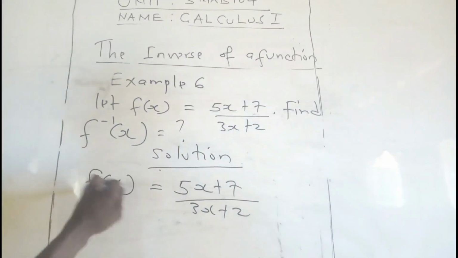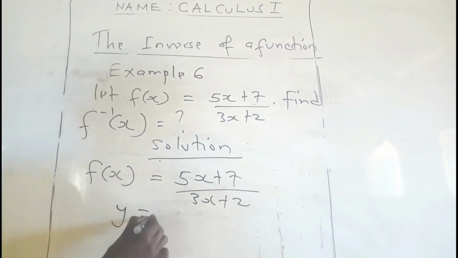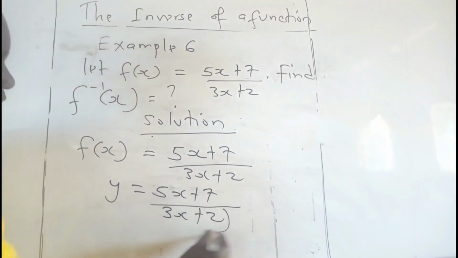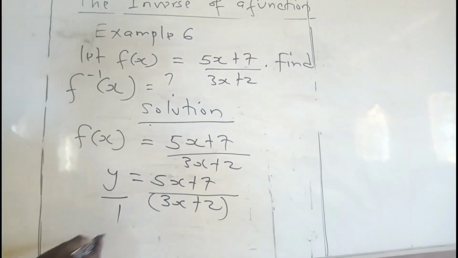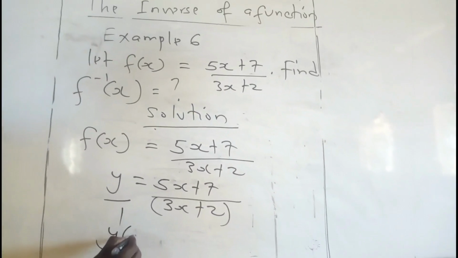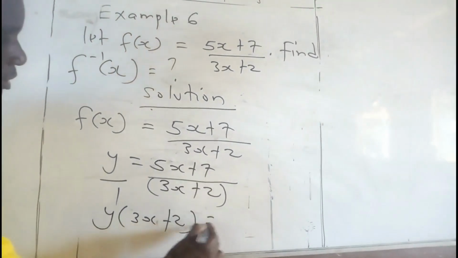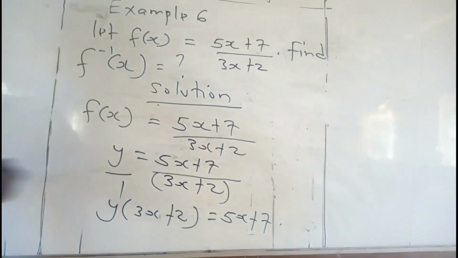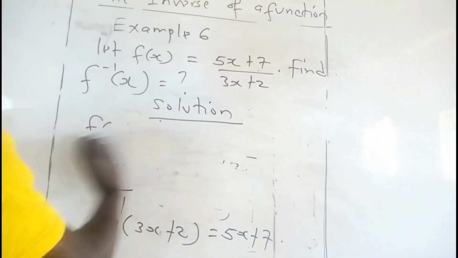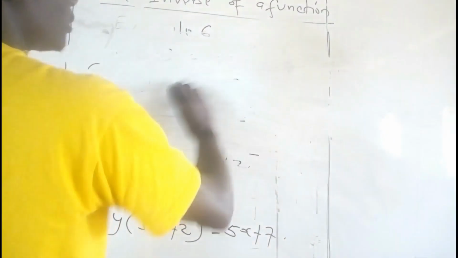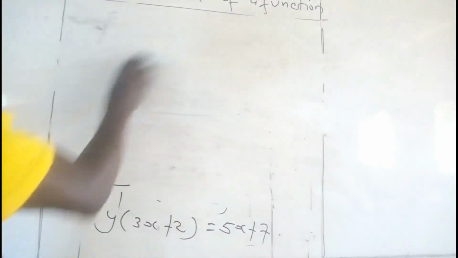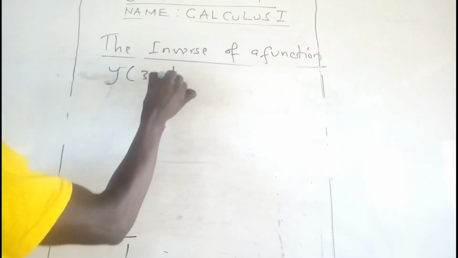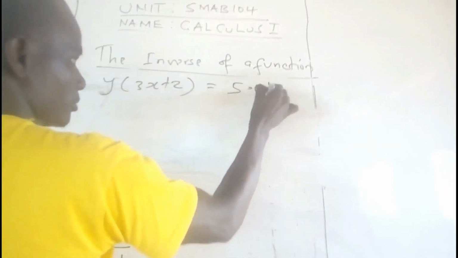So we replace this f of x with y, so as to have y is equal to 5x plus 7 all over 3x plus 2. Then we can cross multiply this, putting this over 1. So this one will give us y into 3x plus 2 is equal to 5x plus 7. Then we can work that out. So the equation is y into bracket 3x plus 2 is equal to 5x plus 7.